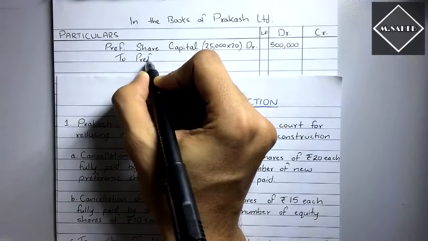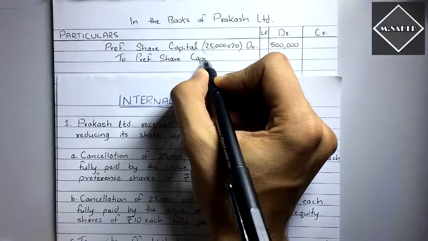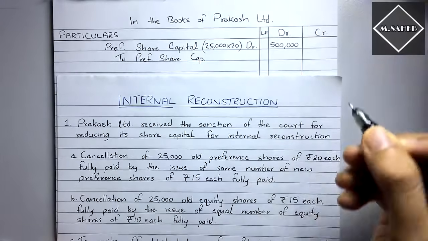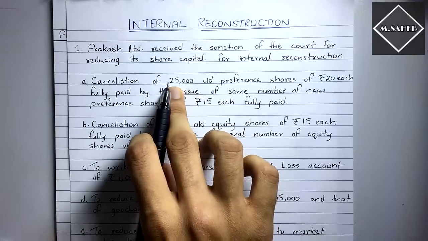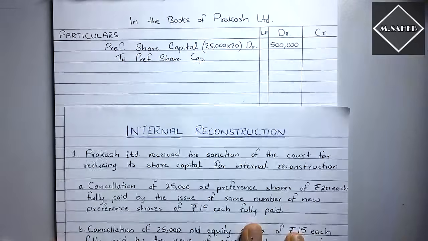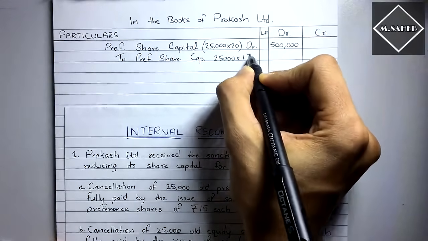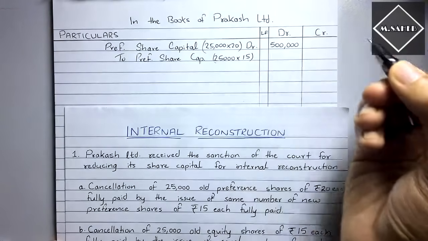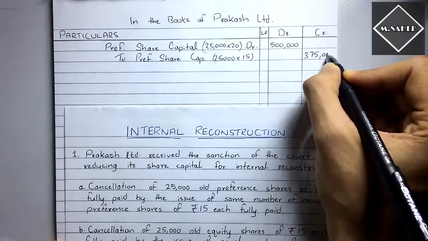So preference share capital, you will credit it. Now by how much will you credit? The number of shares is the same, 25,000 at 15 each. The face value is 15, so you will credit 25,000 into 15, which is equal to 3,75,000.